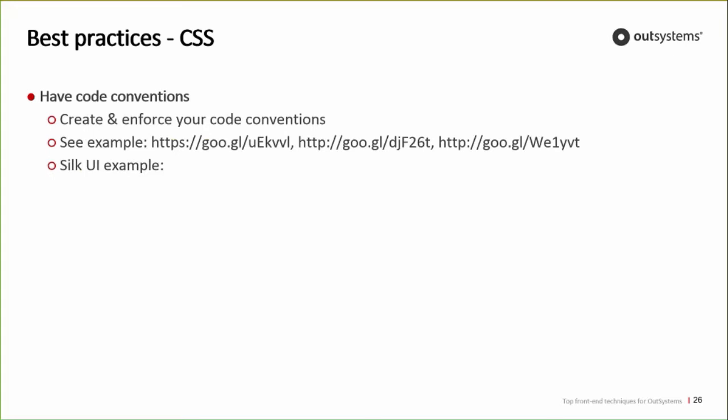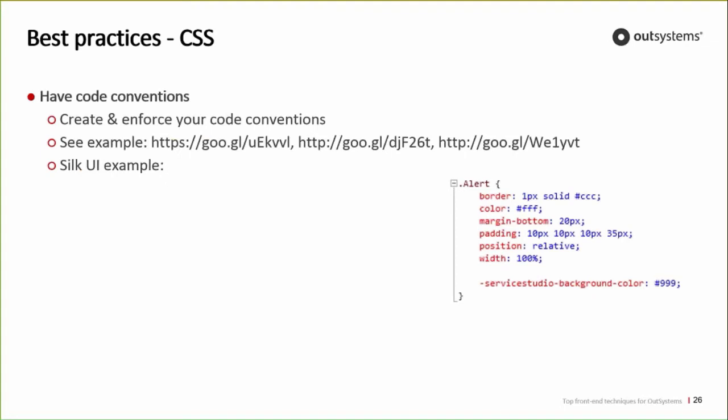In this SilkUI example, we also created our own code conventions, as we can see here on the right side. The first rule is only one rule per line. We are not going to add more than one rule in one line. This will enable the CSS to be much easier to read.